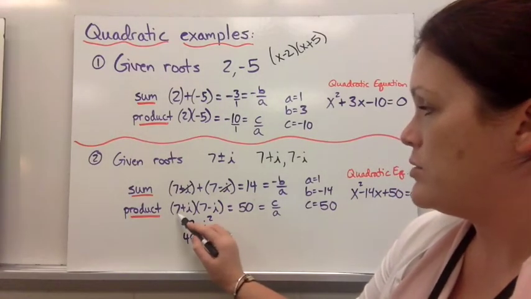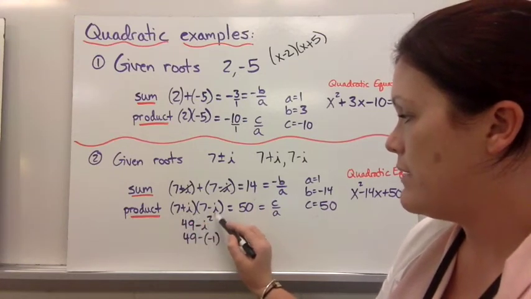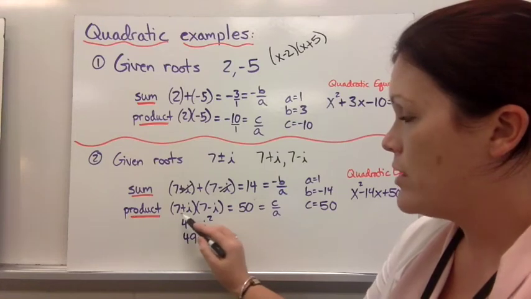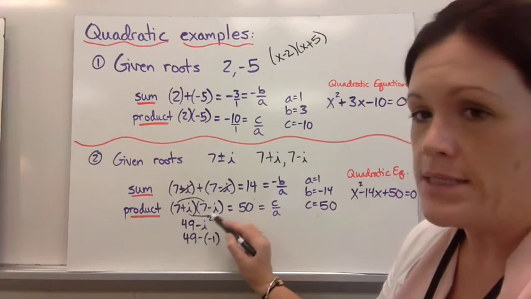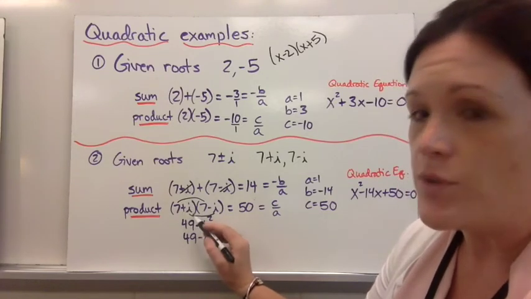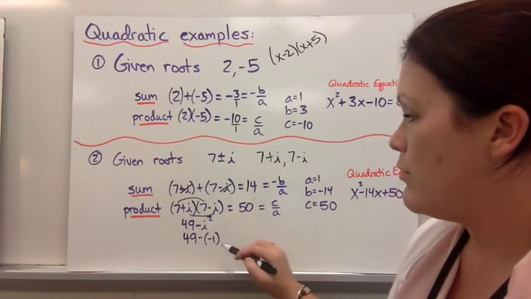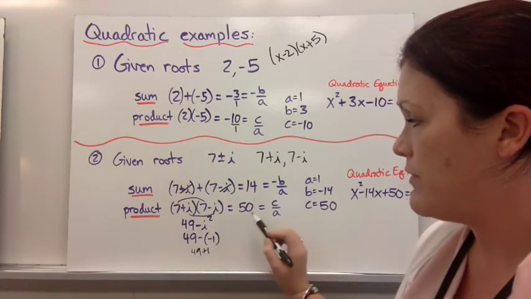So back to my example, 7 times 7 is 49, and i times negative i is negative i squared. Because you only have to multiply the first and the last, since the inside and outside are automatically going to cancel out, since that is a difference of squares. So I end up with i squared equals negative 1, so that's 49 plus 1 gives me 50.